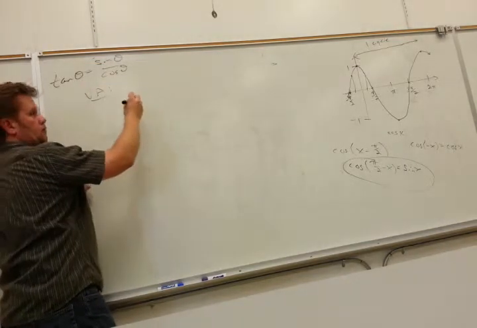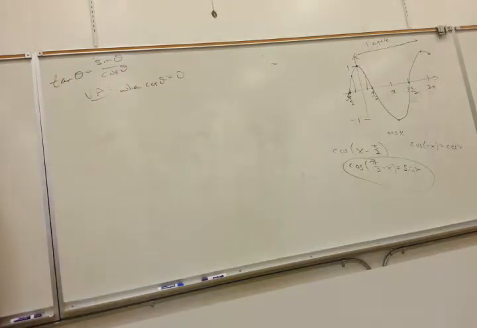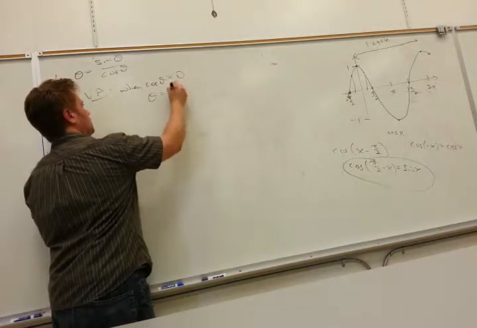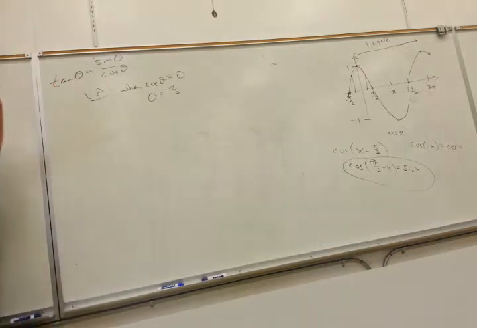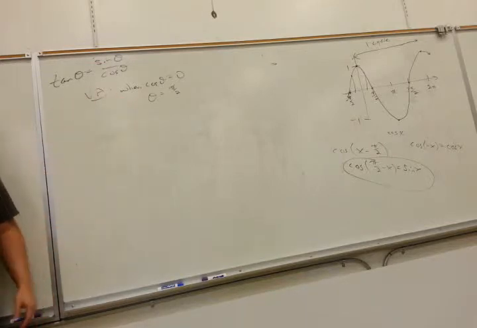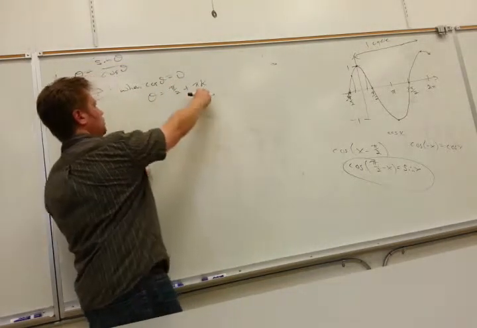At each of the places where cosine theta is 0. Where is cosine theta 0? It's 0 at an infinite number of places. Give me one. Pi over 2. I like it. So this is theta equals pi over 2. But it's also any plus pi, 3 pi over 2, plus another pi, 5 pi over 2. It's at any pi over 2 plus pi k.